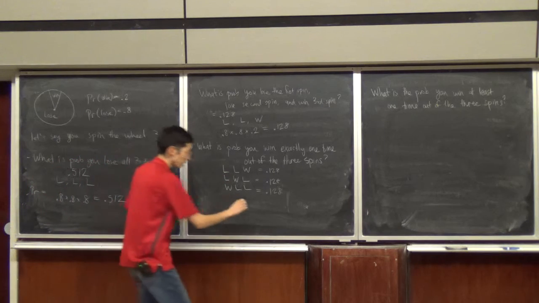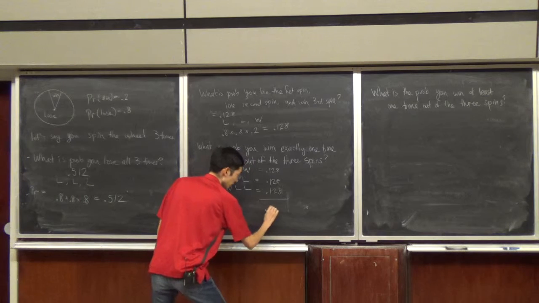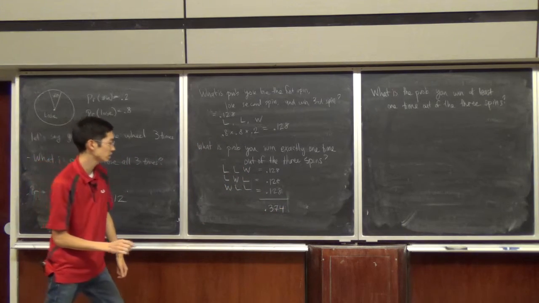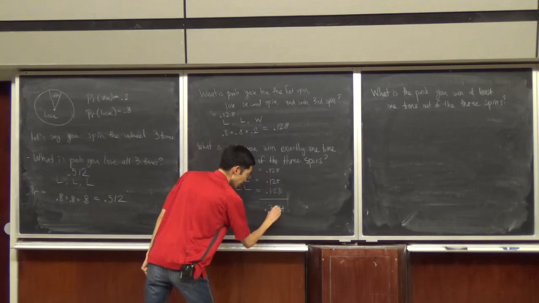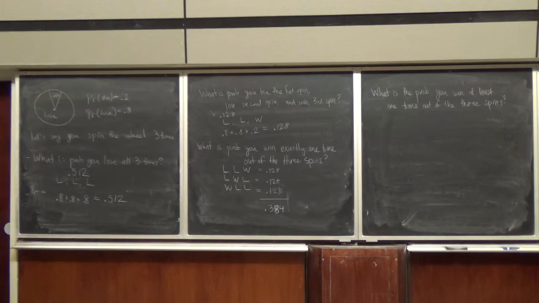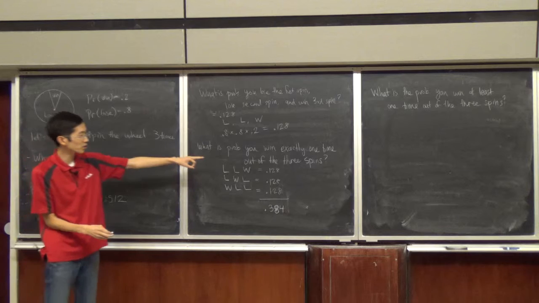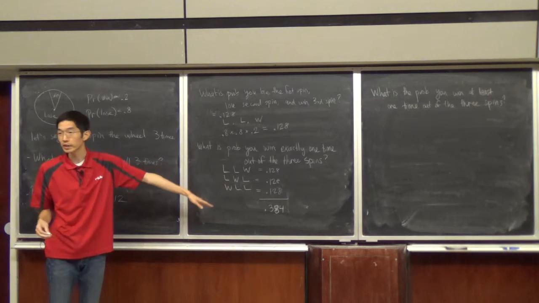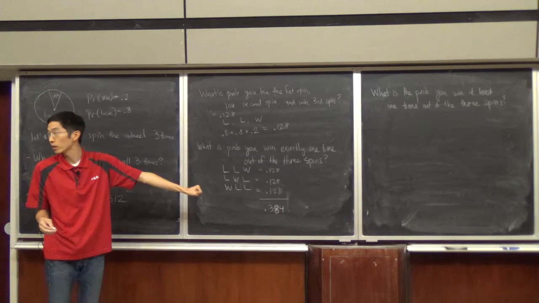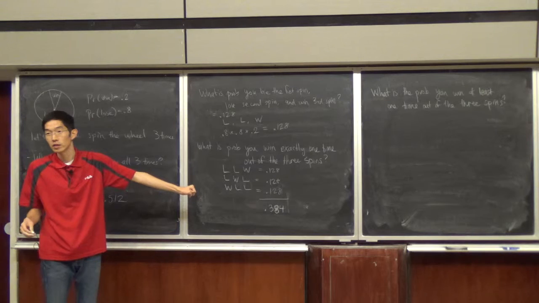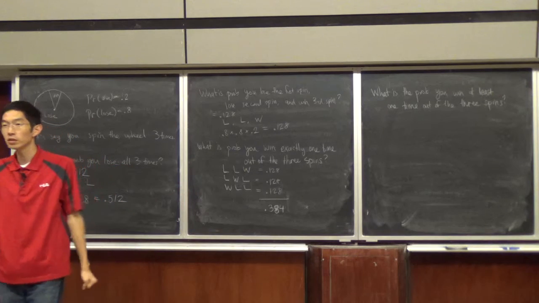Okay, so then I add all of these up and I get 0.384. So the answer, what is the probability you win exactly one time out of the 3 spins? That answer is 0.384. Is that okay?